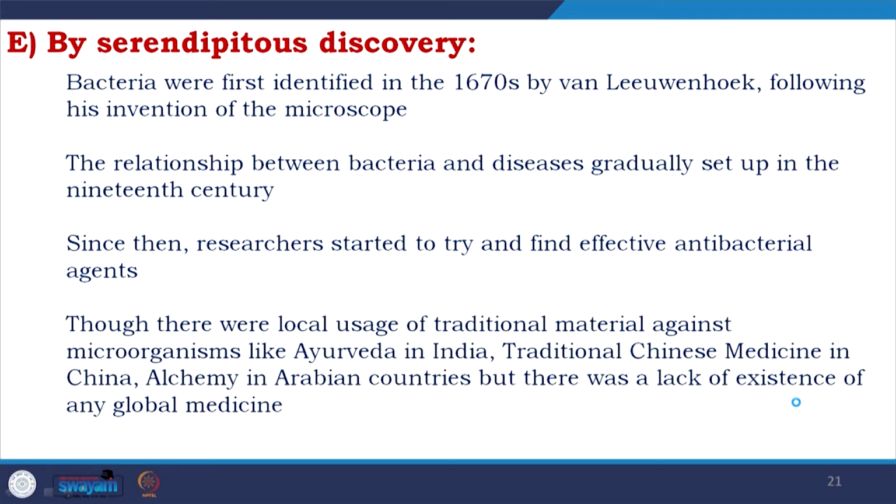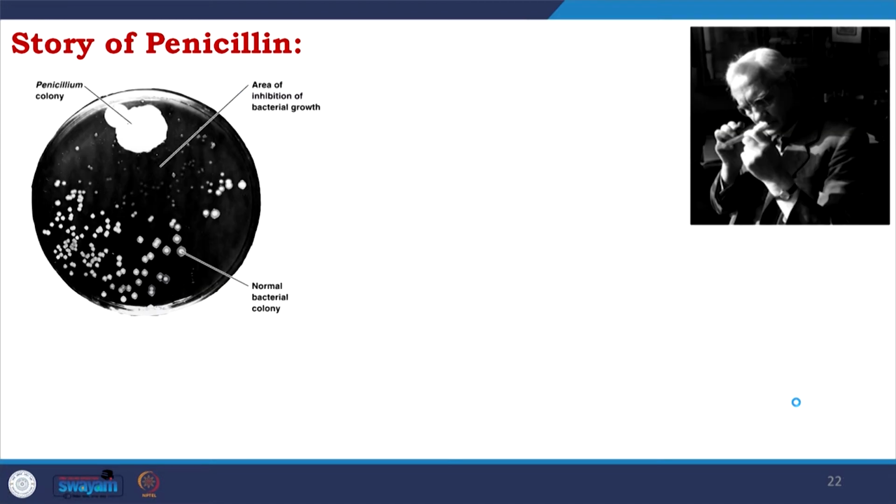Though there were local usage of traditional material against microorganisms like Ayurveda in India, traditional Chinese medicine in China, alchemy in Arabian countries, there was lack of existence of any global medicine. And the concern was somehow solved by a discovery in 1928 by Alexander Fleming.